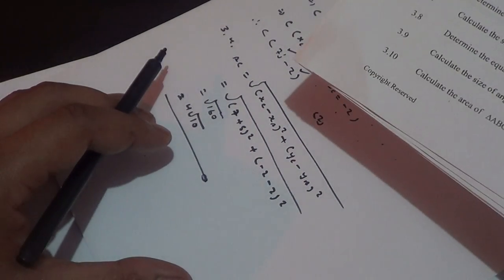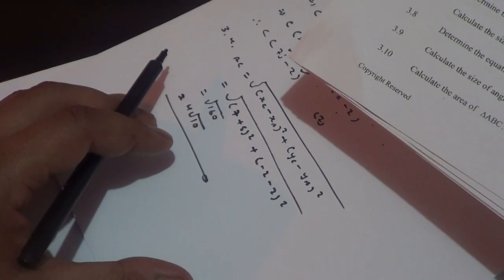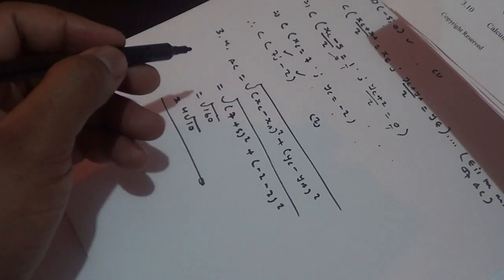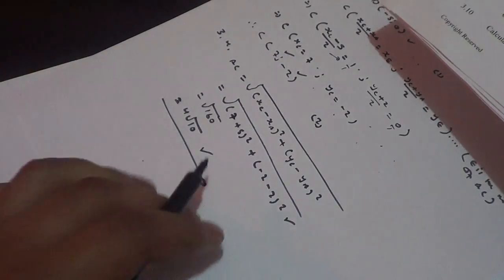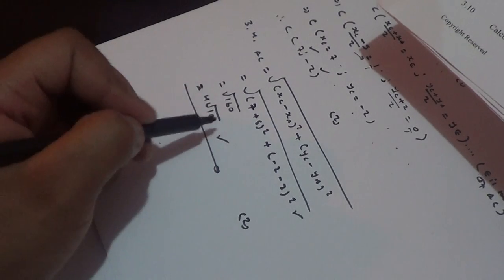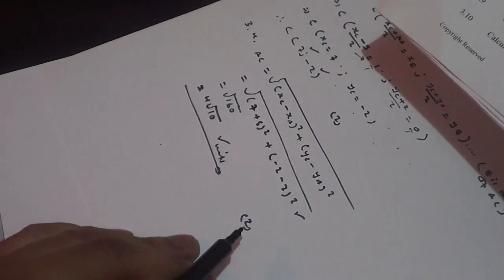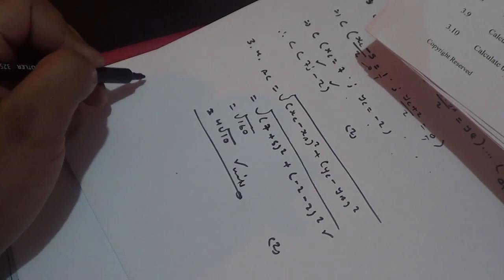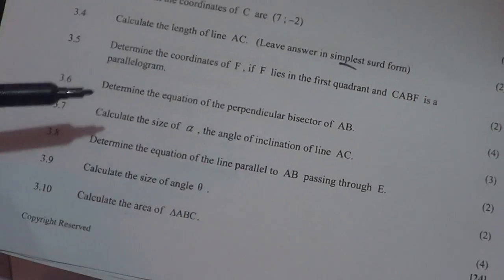Alright, not a problem. So how many marks was that? 2 marks. Okay, correct substitution and the answer in the required form, of course. Don't forget the units, like I almost did. 3.5. So let's keep moving, guys. We don't want to waste time.